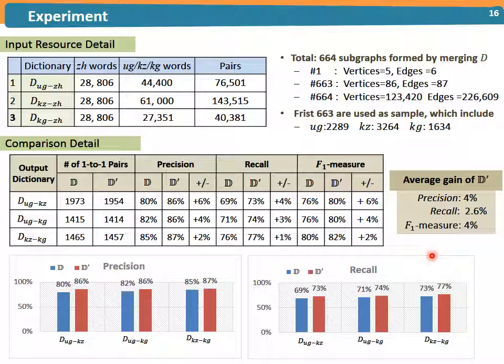On average, we got 4% precision, 2.6% recall, and 4% F1 measure gain when we use 3 input dictionaries.